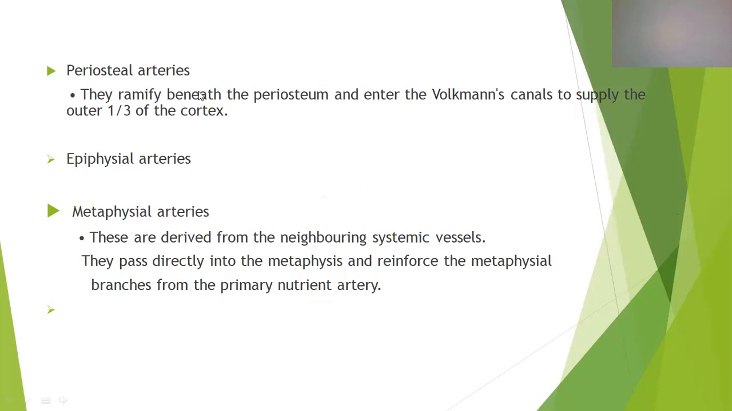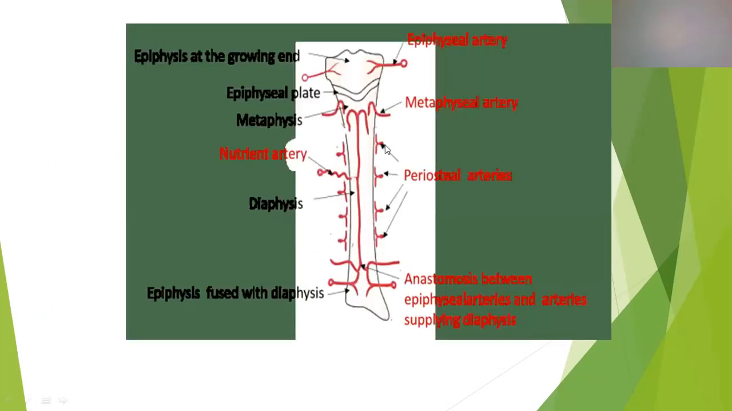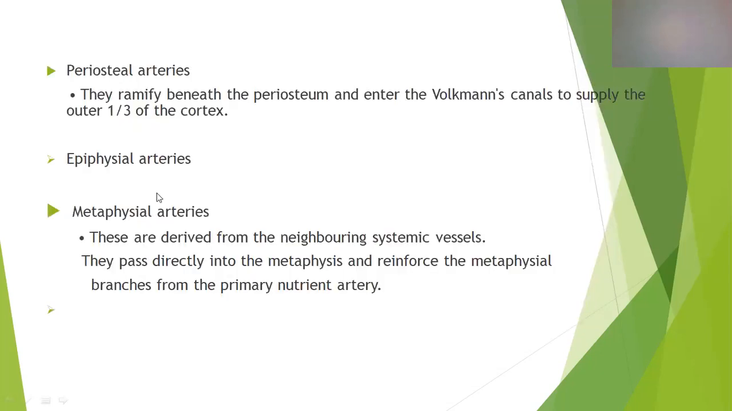The next is the periosteal artery. See these small arteries. These arteries supply the outer part of the cortex. A long bone has cortex and medulla, so only the outer part of the cortex is supplied by the periosteal artery. So the second artery, the periosteal artery, supplies the outer part of the cortex.